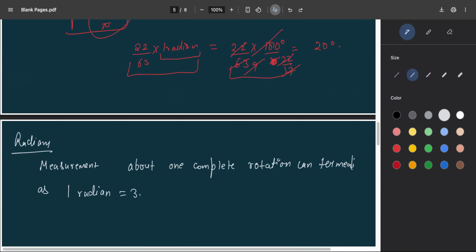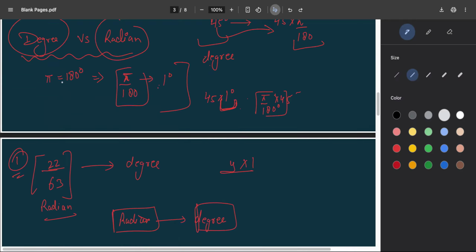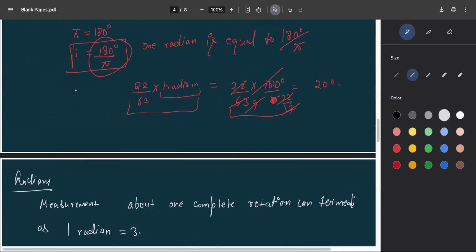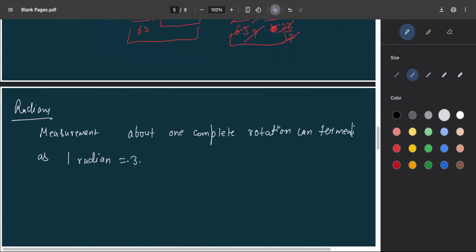Because I have just told you earlier that one radian consists of pi, right? One radian is equal to pi and it consists of 180 degree. And here I'm saying one complete revolution can be termed as one radian. No, it's not. Why? Because one complete rotation consists of 360 degree, which is 2 pi radian, right? So instead of this, understood? So this is basically 2 pi radian.